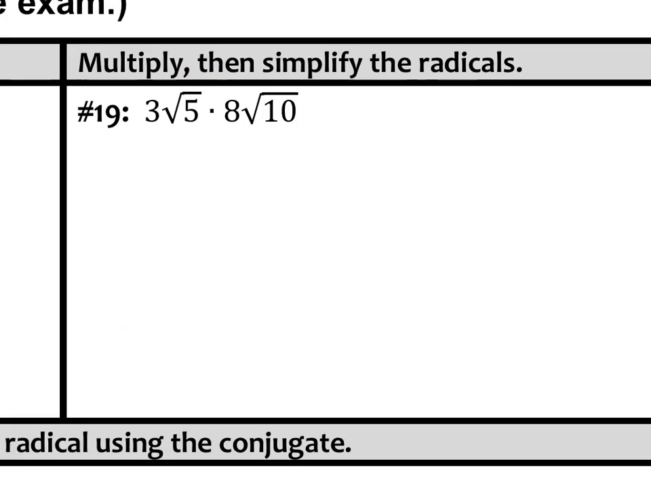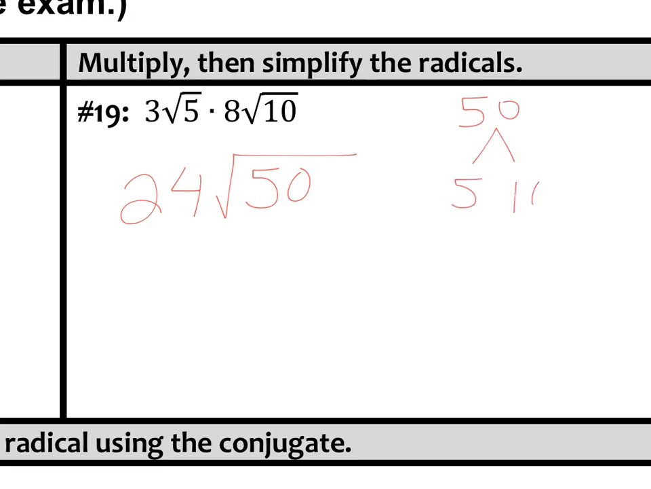19, we are multiplying first and then simplifying like radicals. Just like on 18, we're multiplying outside times outside, so that's 24. Inside times inside is 5 times 10 is 50. Okay, let's take that 50 and let's make a chart for it. 50 is 5 times 10. 10 is 2 times 5. Nothing else breaks down. Okay, 50 got broken down.